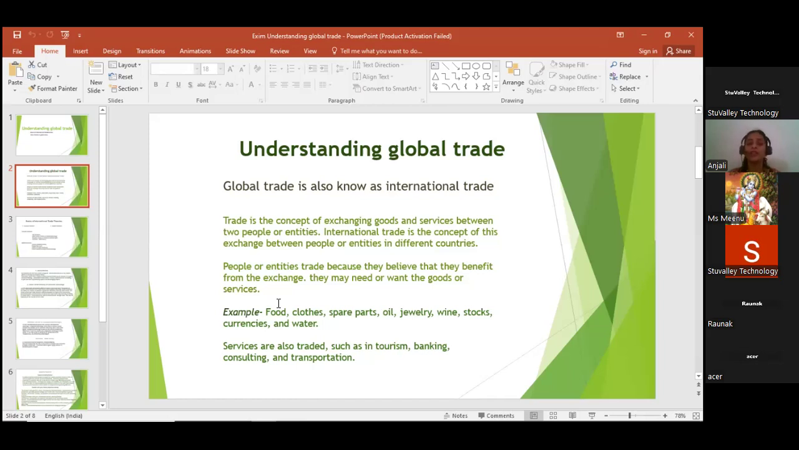So in this way the trading happens between two countries, and it might be products or it might be services. So this is understanding about global trade, and global trade is also known as international trade because they are trading internationally, that is worldwide, across the globe. So this concept is known as understanding of the trade, that is the global trade or the international trade.